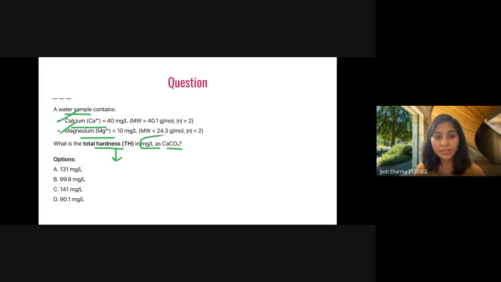But just see the unit here, it is milligram per liter as CaCO3. So how can we calculate this? We have this concentration, and this concentration is in mg per liter, right? And if we want this in mg per liter as CaCO3, then what we have to do is, first we have to convert it into milli equivalent per liter.